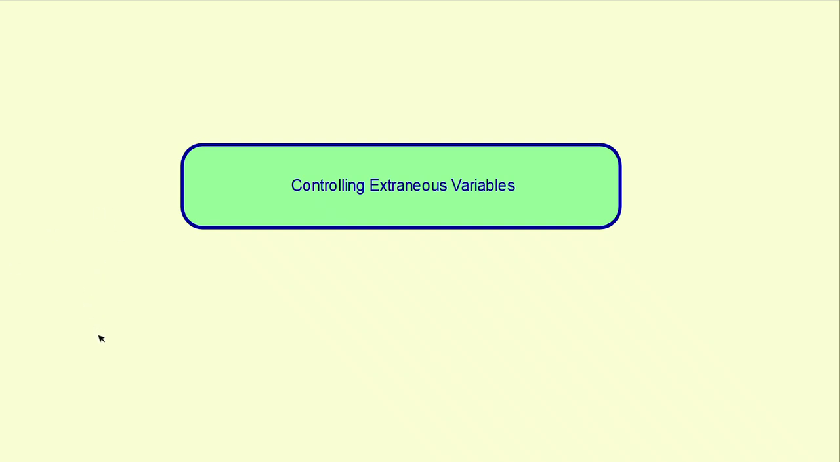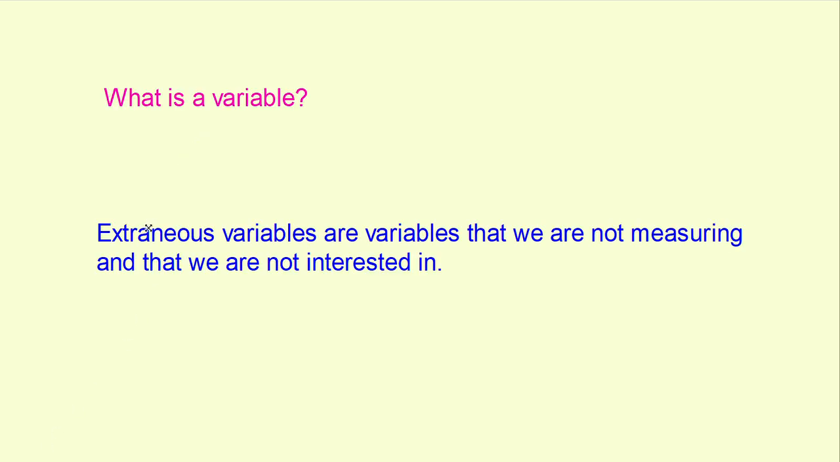We're now moving on to extraneous variables. I'm first going to cover what an extraneous variable is, and then I'm going to cover how and why we need to control them. First of all, let's start with what is a variable.